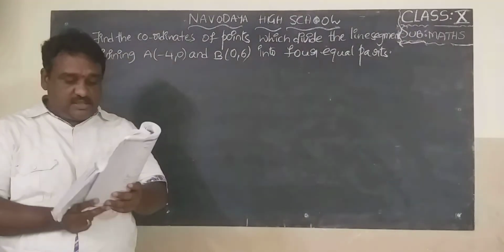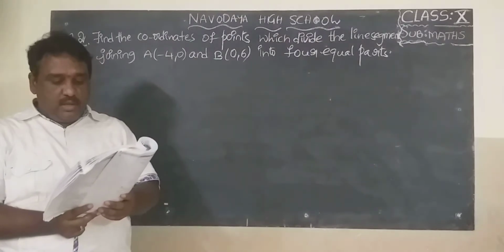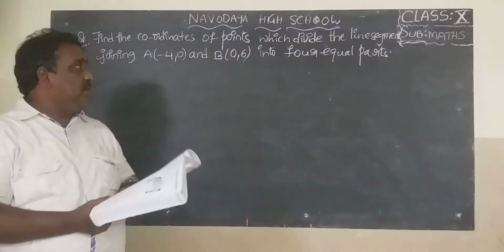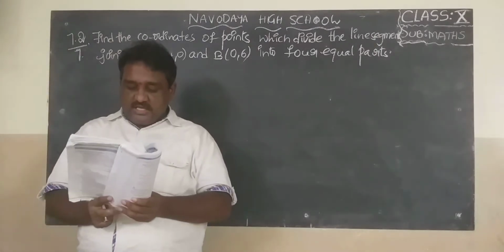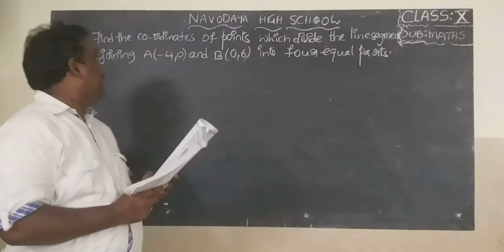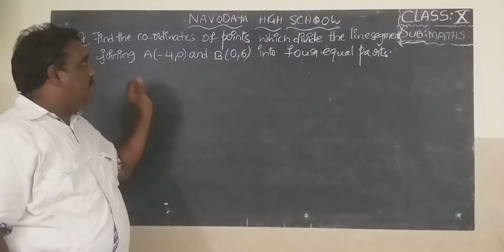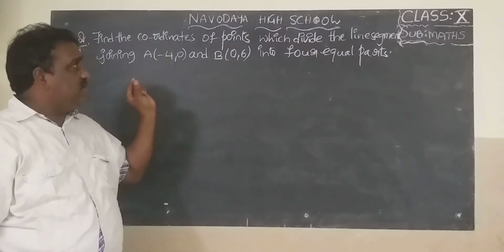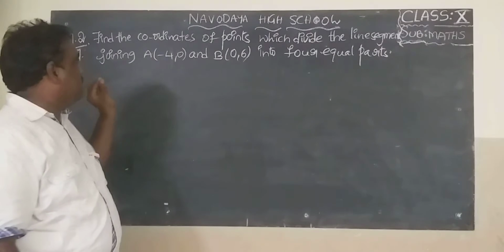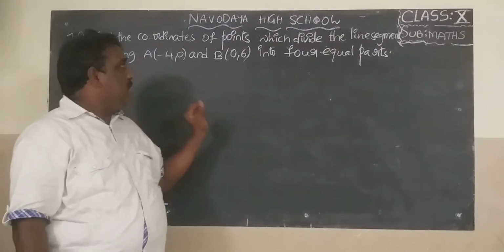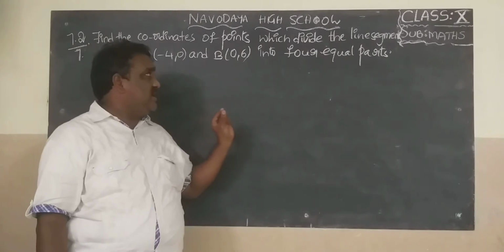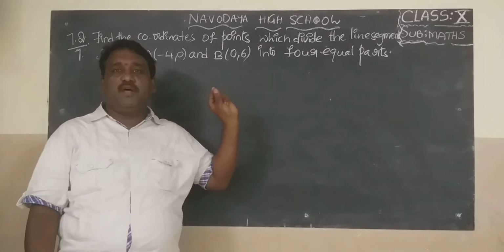In the last class, exercise 7.2, 5-6 sums completed. Now write down problem number 7 in 7.2. What is problem number 7 in 7.2? Find the coordinates of the points which divide the line segment joining A(-4, 0) and B(0, 6) into 4 equal parts.